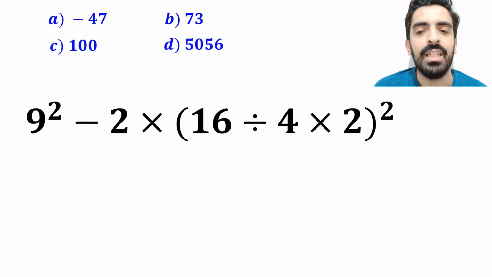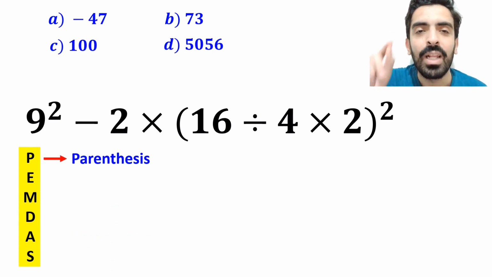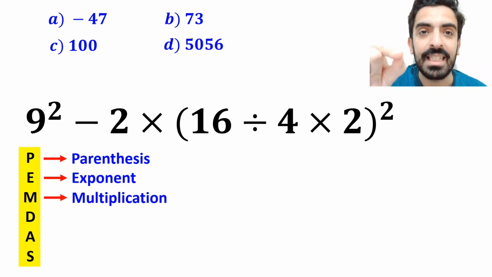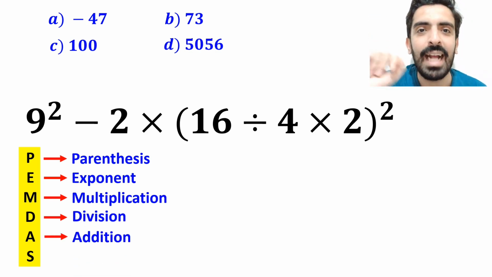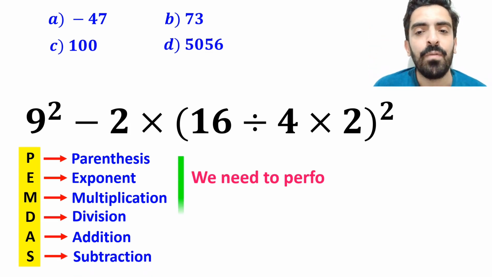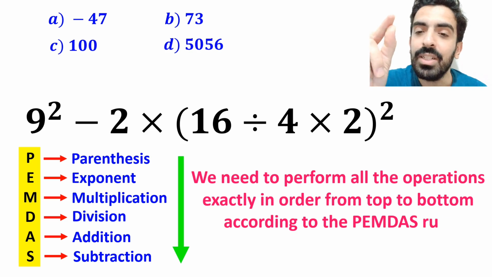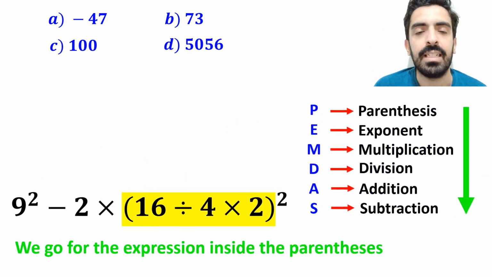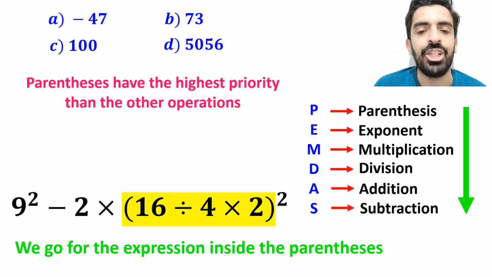To solve this question, we must carefully follow the PEMDAS rule step by step. In this rule, P stands for parentheses, E stands for exponent, M stands for multiplication, D stands for division, A stands for addition, and S stands for subtraction. We need to perform all the operations exactly in order from top to bottom according to the PEMDAS rule. So, first we go for the expression inside the parentheses because parentheses have the highest priority among the operations.